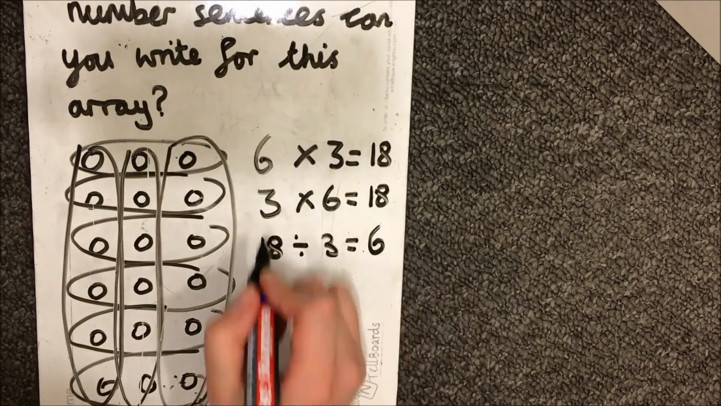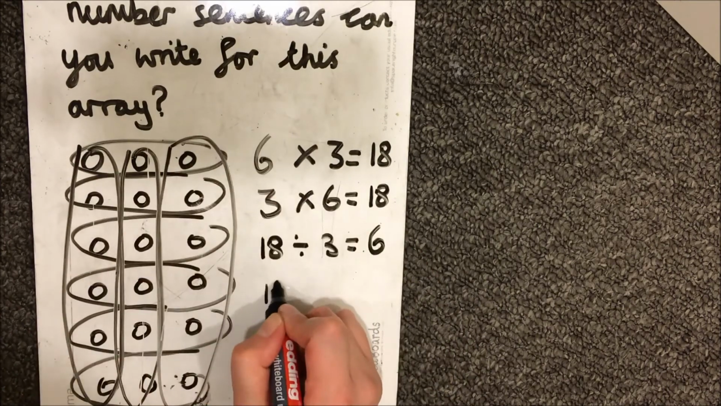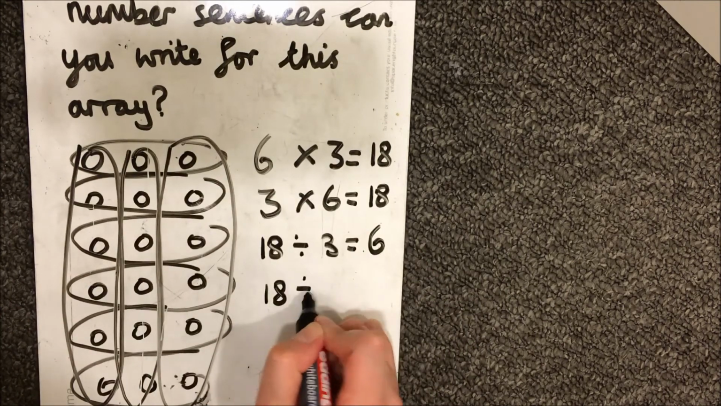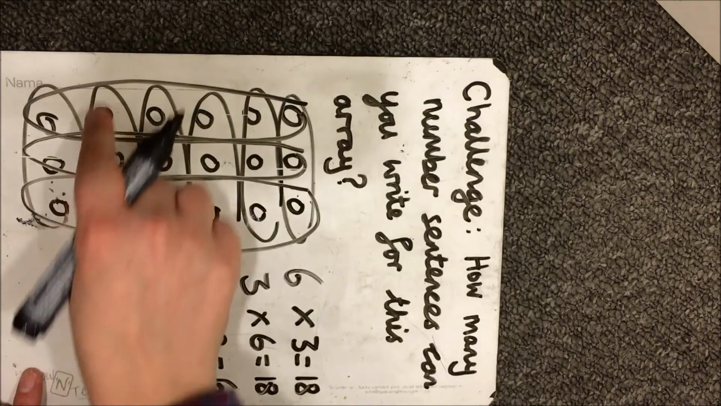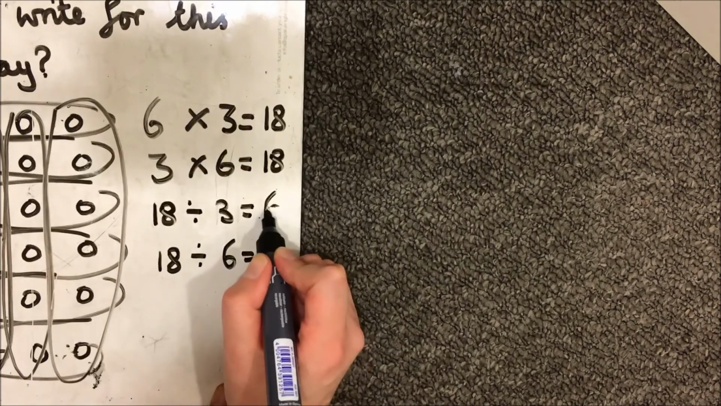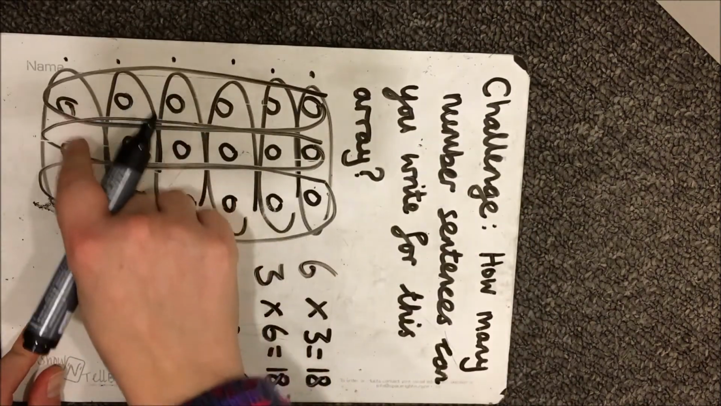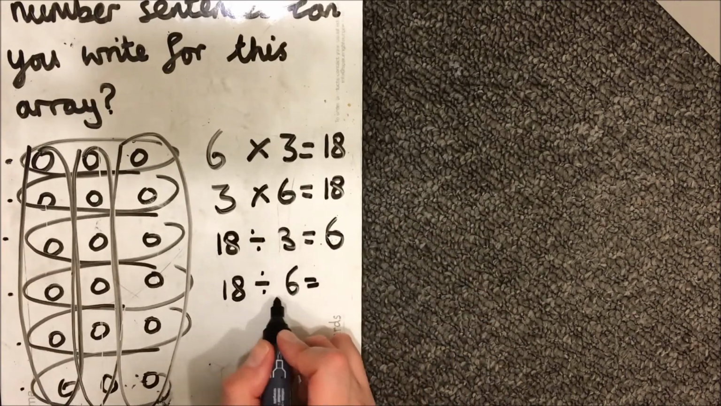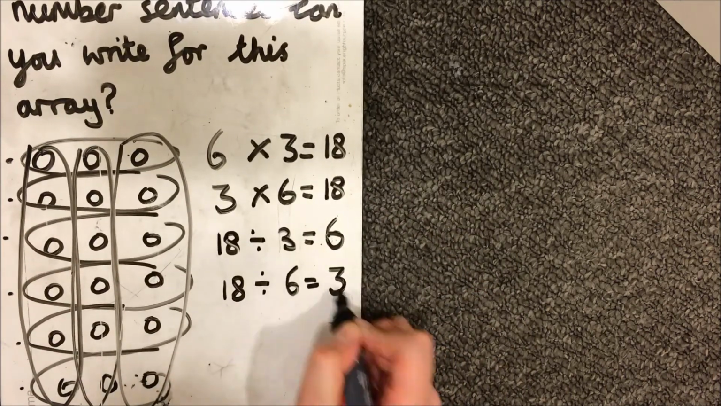Can you think of another division? 18 shared by 1, 2, 3, 4, 5, 6 groups this time. Oops. And how many do I have in that group? 1, 2, 3 in every group. 18 divided by 6 is the same as 3.